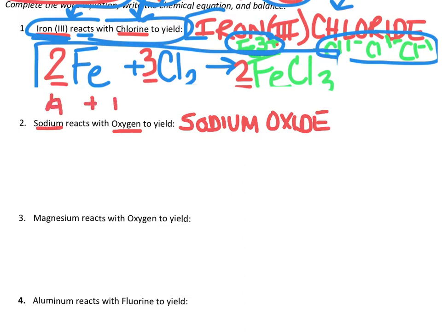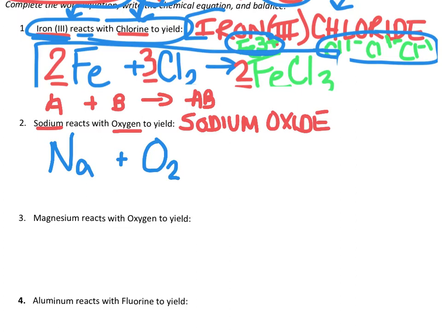So now that we have this completed, this A plus B gives us AB, right? A reacts with B to give us AB. Now we can start actually writing out the chemical equation. So sodium by itself is just Na, but oxygen by itself naturally is part of Brinkelhoff. So oxygen is one of those things where when we call it oxygen, it really is O2 because it's a diatomic molecule. And then it's going to yield sodium oxide.